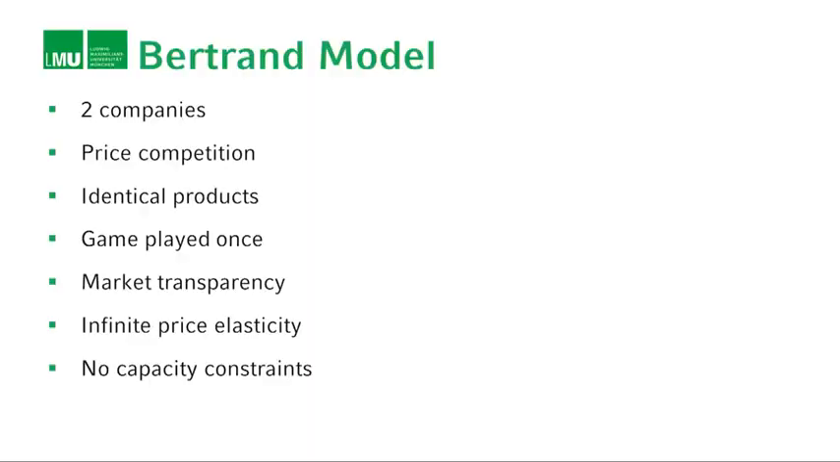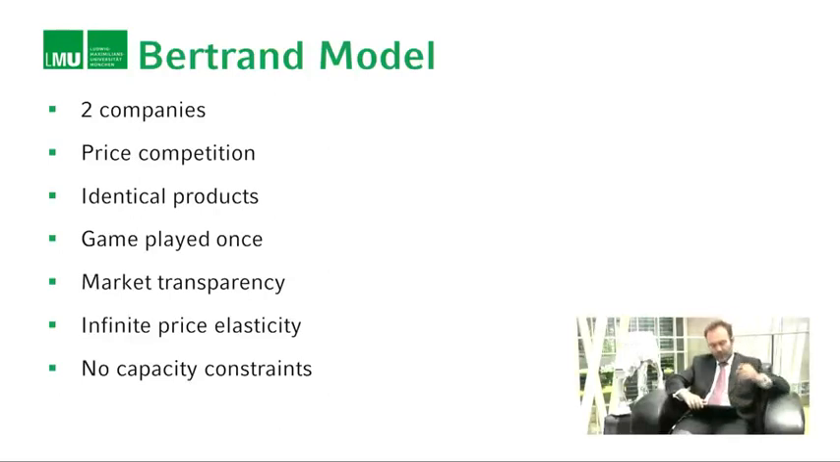So let's just recap what the assumptions were. We have two companies. These companies compete in prices, and they have identical products that they're selling. They play this game a single time in a completely transparent market, and there is infinite price elasticity, and there are no capacity constraints. Okay? So let's take this model, and then let's try to remove these assumptions one by one and see what the result might be. So what's an assumption we can change?